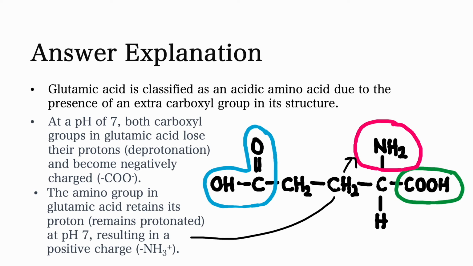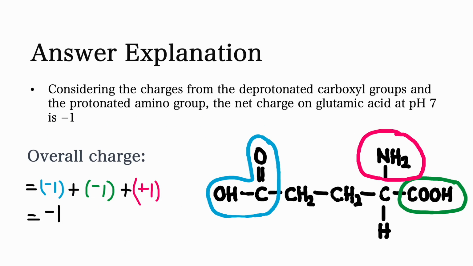The amino group in the glutamic acid retains its proton. That is, it remains protonated at a pH of 7. This results in a positive charge. Considering the charges from the deprotonated carboxyl groups and the protonated amino group, the net charge of the glutamic acid at pH 7 is -1. You basically add -1, -1, +1, which leads to -1.